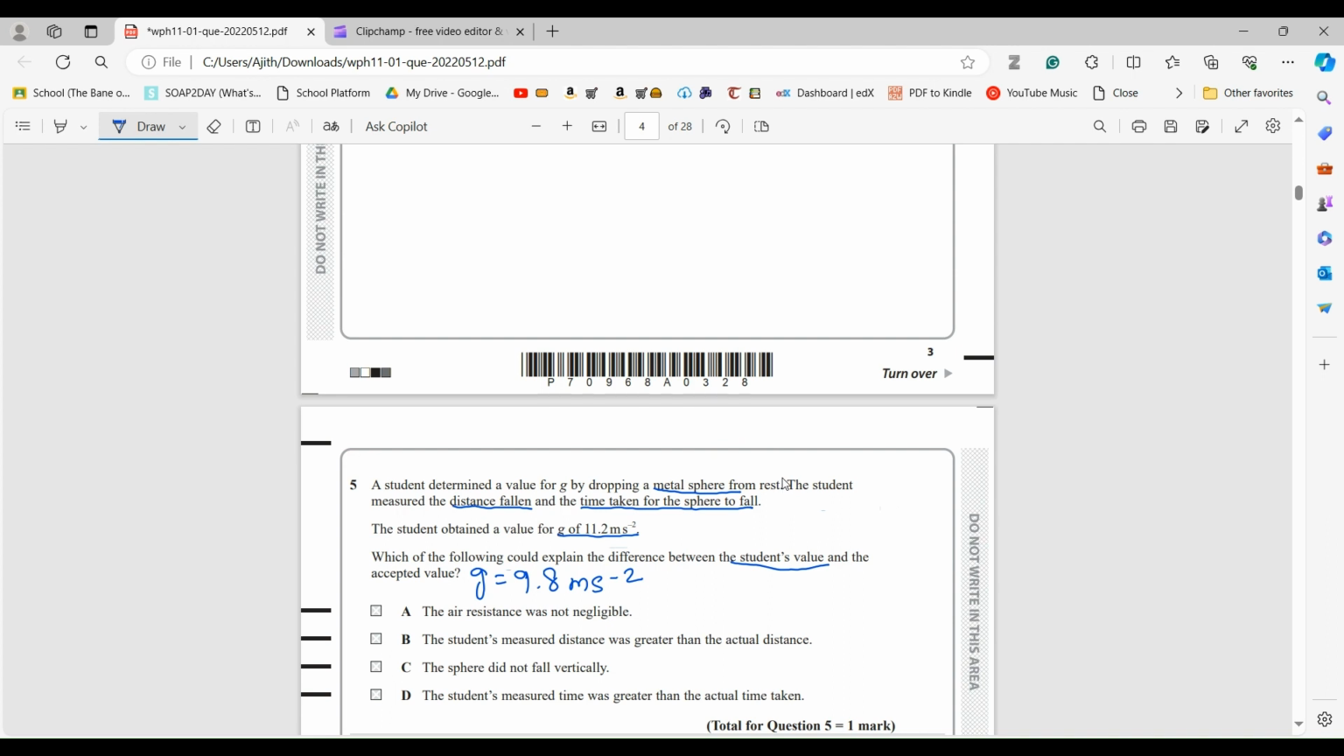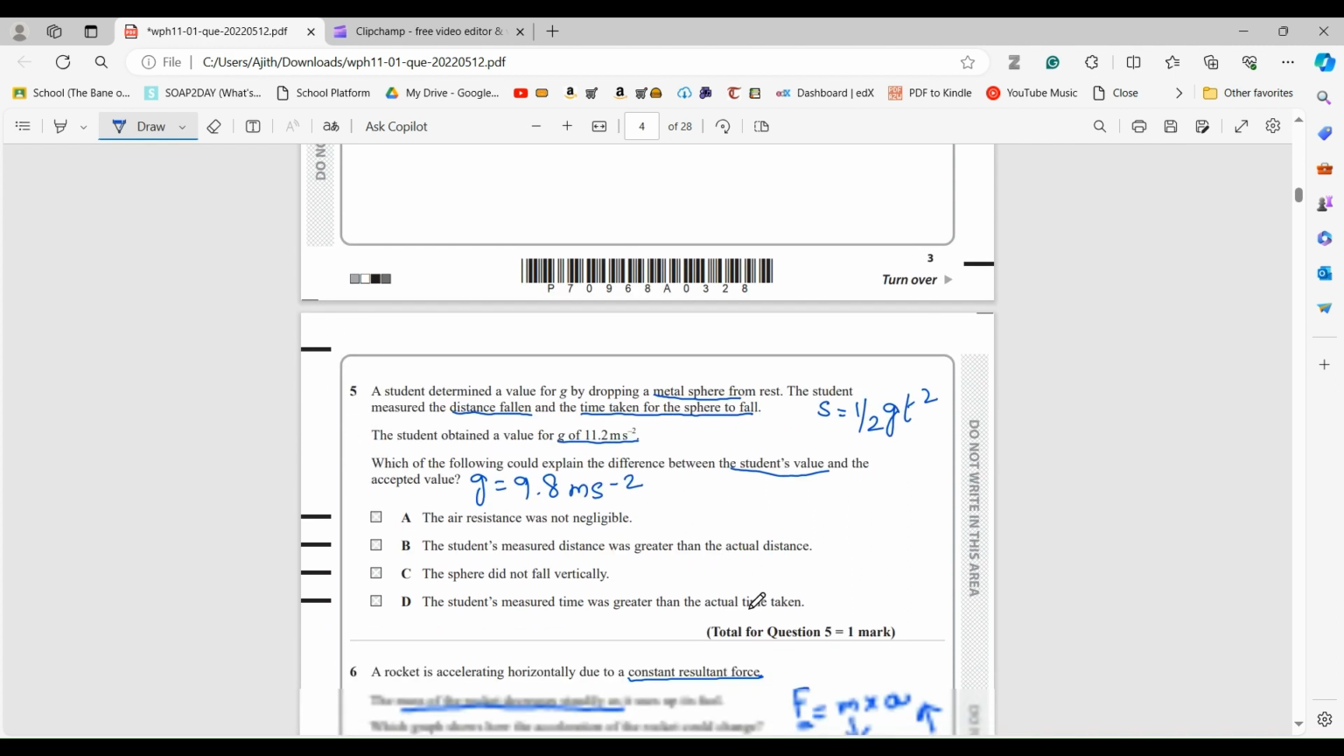Looking at this investigation, it is a free fall investigation which involves the formula s equals half g t square. Now this is a core practical, and you will have to read, understand and study the core practical. So you will have questions based on this core practical either in unit 1 or unit 3. So let us come back to this question. The 4 options given here are: the air resistance was negligible, the student's measured distance was greater than the actual distance, the sphere did not fall vertically, the student's measured time was greater than the actual time taken.